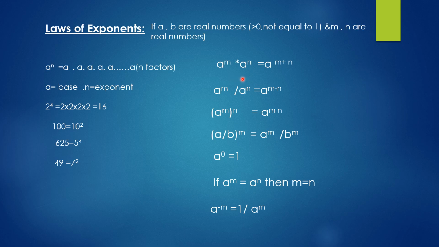You studied them in your 7th class. a to the power of m into a to the power of n is equal to a to the power of m plus n. a to the power of m divided by a to the power of n is equal to a to the power of m minus n, and a to the power of m whole to the power of n is equal to a to the power of mn, and a by b whole to the power of m is equal to a to the power of m divided by b to the power of m. At the same time, you also studied that a to the power of 0 is equal to 1. If a to the power of m is equal to a to the power of n, then m is equal to n. You also studied that a to the power of minus m is equal to 1 by a to the power of m.